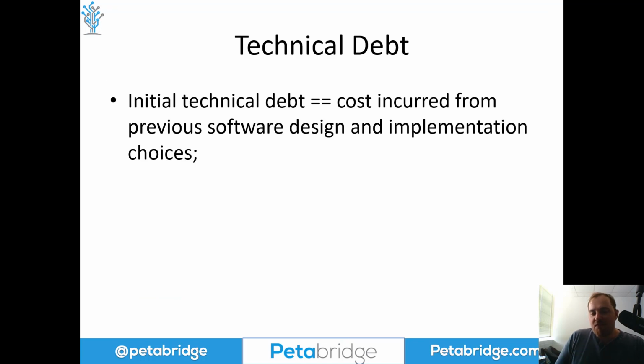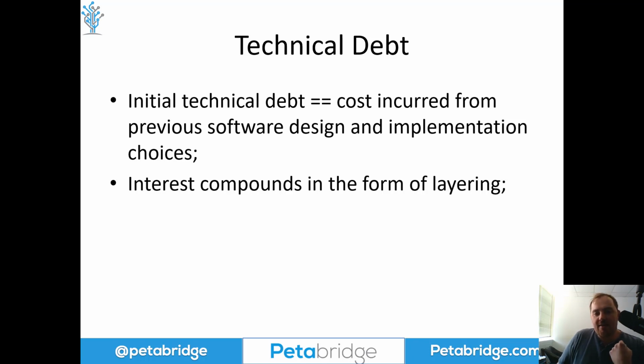So what technical debt fundamentally is that you have some initial technical debt you incur as a result of your original greenfield implementation. This can be things like the choice of runtime that you're on, or it could be the choice of architecture or the choice of database. It really depends on how you do it, which is the entire reason why we are making this video. And that interest compounds in the form of layering. Every single time someone builds a new layer on top of those original set of choices, changing that original set of choices gets that much more expensive.